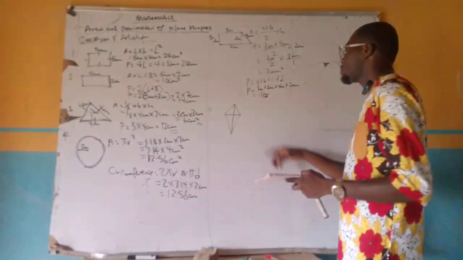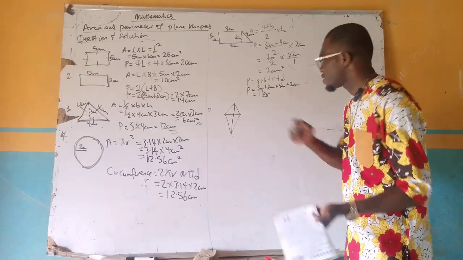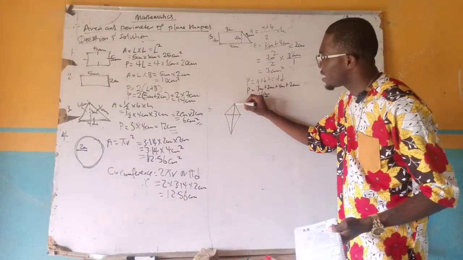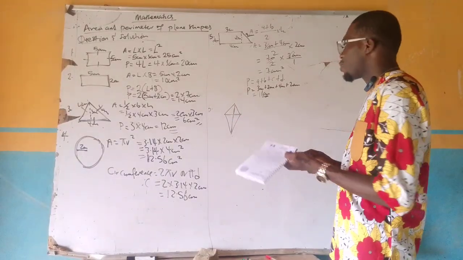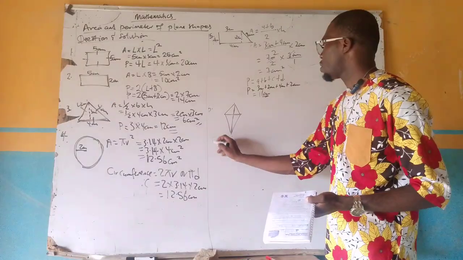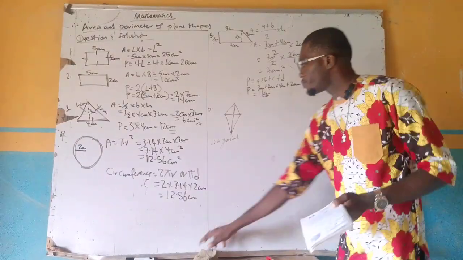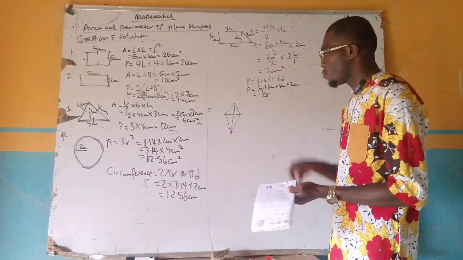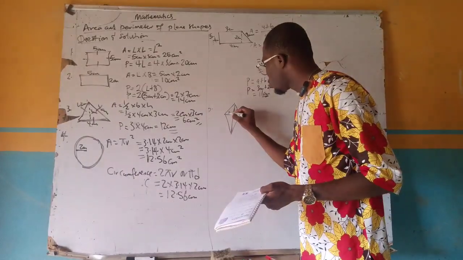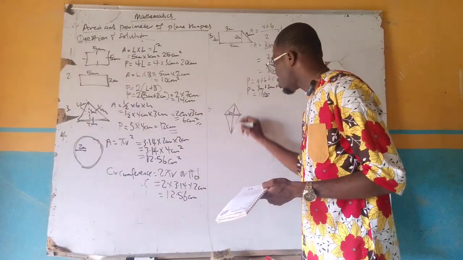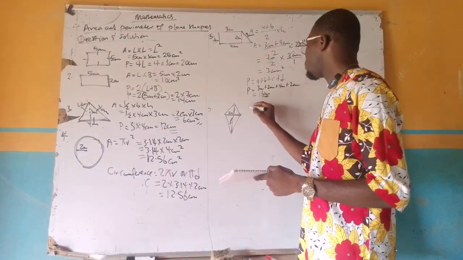It has what we call a diagonal line, the line that cuts the kite into two like this. That is the diagonal line. Diagonal, that's the spelling. Now, what is the formula? Before we go to the formula, let's put some values. This line is 2 centimeter, and this longer one is 4 centimeter. So we are going to find the area of this shape.